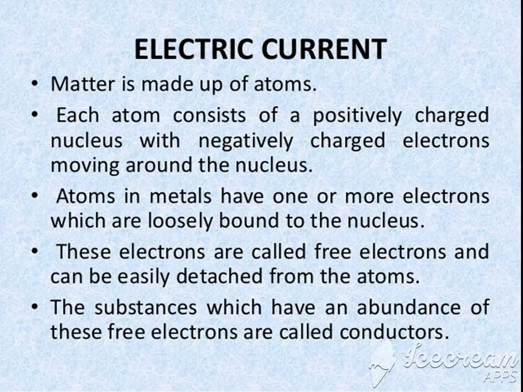Now, what is electric current? Now, see, matter is made up of atoms. Each atom consists of a positively charged nucleus with negatively charged electrons moving around the nucleus. Atoms in metals have one or more electrons which are loosely bound to the nucleus. These electrons are called free electrons and can be easily detached from the atoms. So the electrons that are responsible for the flow of electric current are free electrons, or they are called valence electrons. The substances which have an abundance of these free electrons are called conductors.